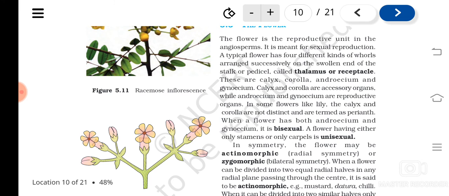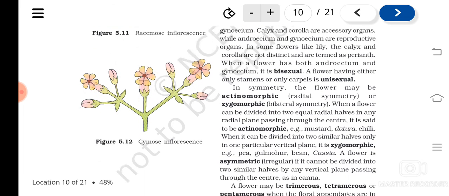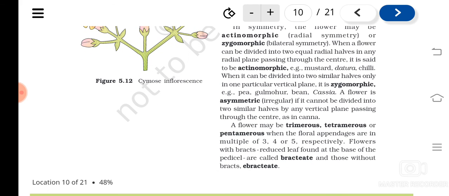Then we learned about symmetry. On the basis of symmetry, flowers can be divided into actinomorphic, zygomorphic, and asymmetric. Actinomorphic means the flower can be divided into two equal halves through any plane. Zygomorphic means bilateral symmetry, meaning only through one plane it can be cut into two equal halves. Asymmetric means we cannot cut them.